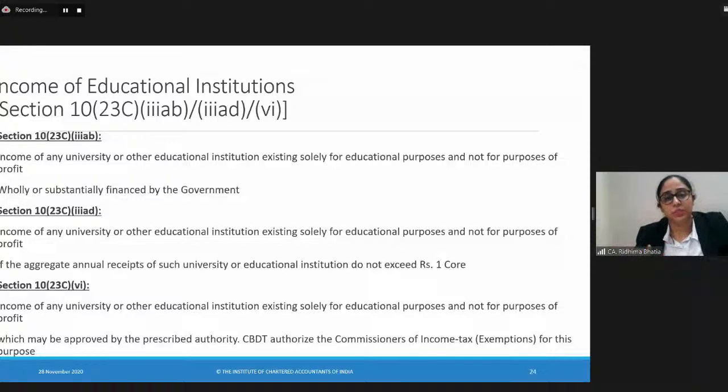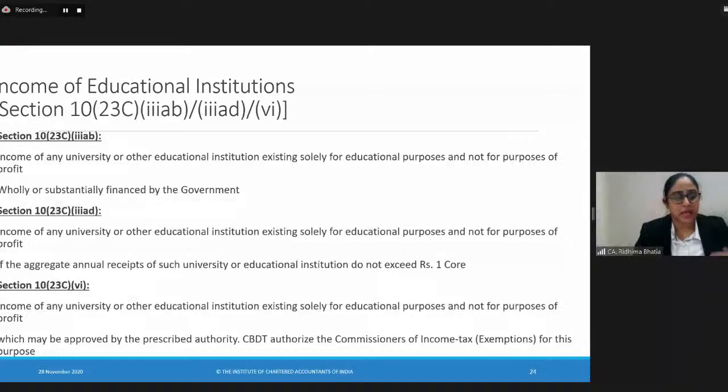Now I'm an education institution not financed by government but have annual receipts more than 1 crore. What will I do? Now I am an education institution. I want to do welfare for the society. I do not have any profit motive, but government is not financing me, and obviously my receipts are more than 1 crore. Then what will I do?